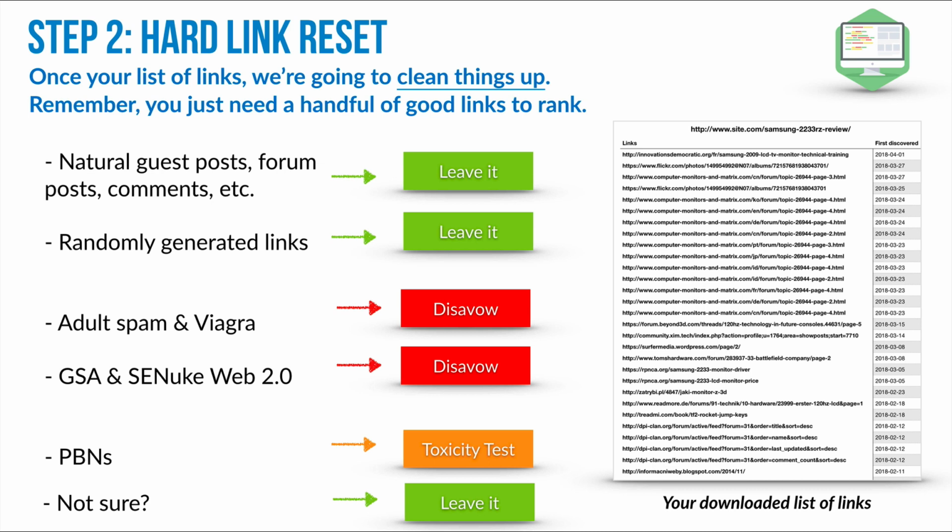We're going to perform a hard link reset. What we're essentially going to do is go through our list of links, and depending on what type of link we find, we're going to either leave it, disavow it, or run it through a test. The concept behind this is that you don't need hundreds of links to rank. Essentially, you just need a handful of good links to rank a page, even for competitive money terms. Google really is just looking for a handful of good links. That's why you don't need to be too scared to start removing really spammy links that are pointing to it.